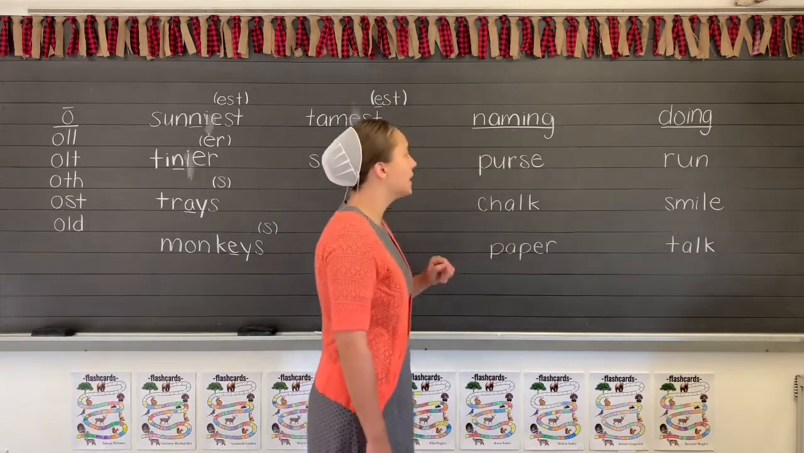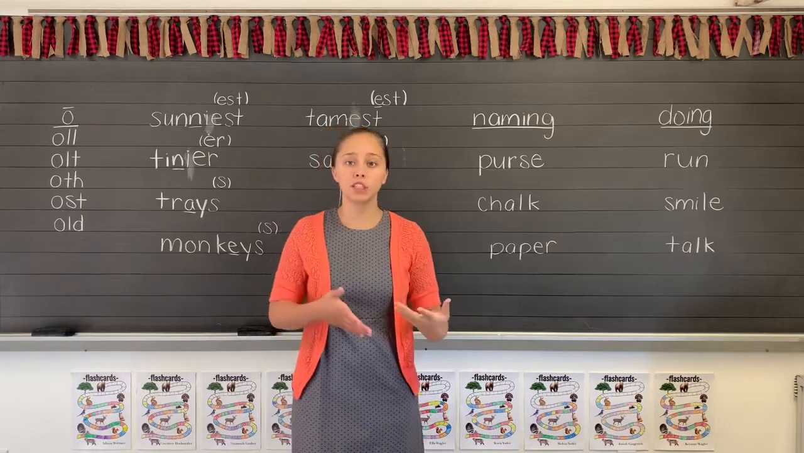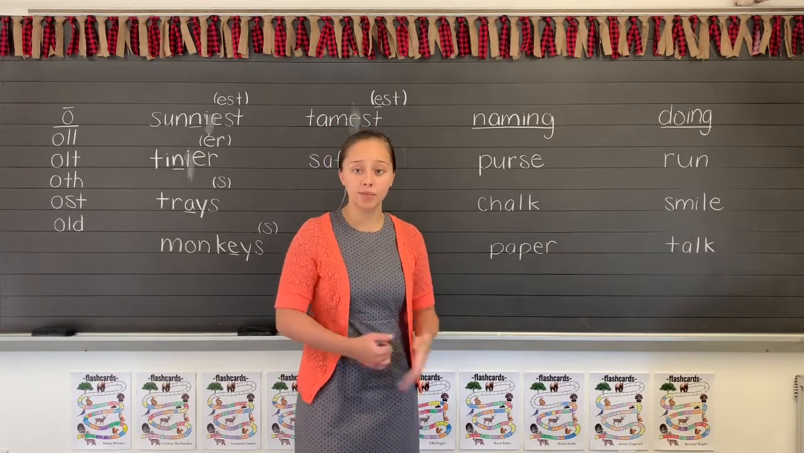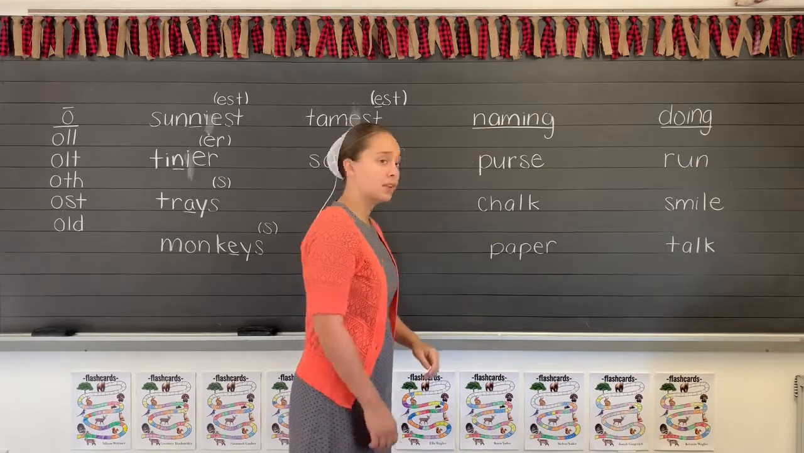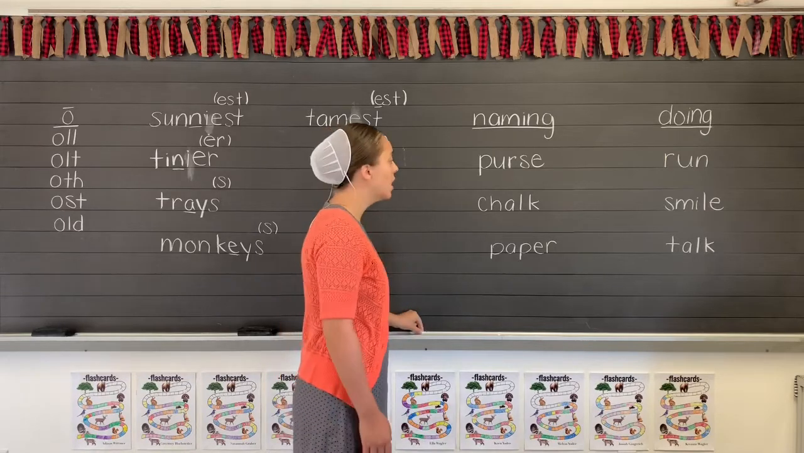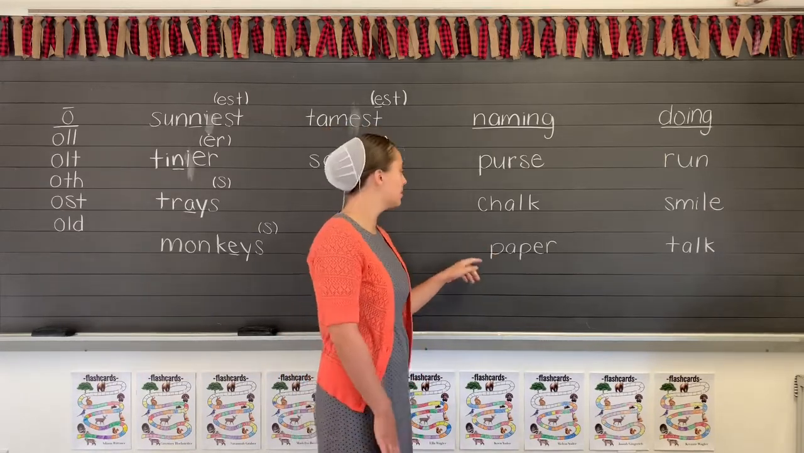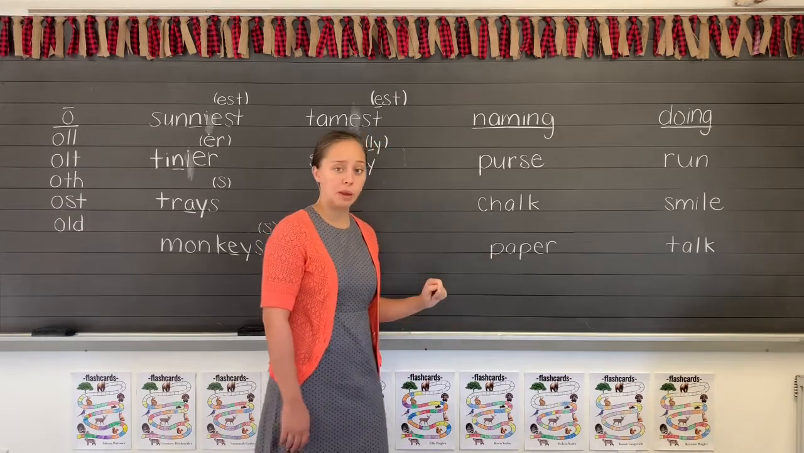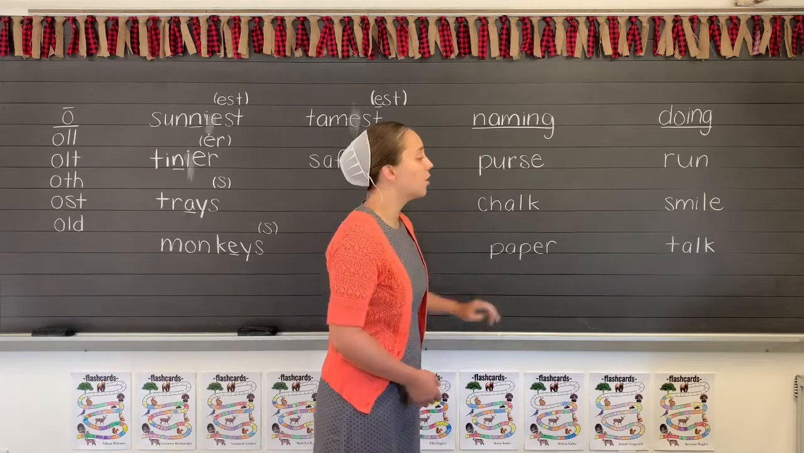Let's look at a few more naming words. This is naming. What about a purse? Can you touch a purse? Can you see a purse? Absolutely, right? So purse is a naming word. Chalk. Can you touch chalk, like the chalk that you use to write on the chalkboard? This kind of chalk. Can you touch chalk? Absolutely. Can you see it? Absolutely. Paper. Can you touch a paper? And can you see a paper? Yes, you can. So these are all naming words.